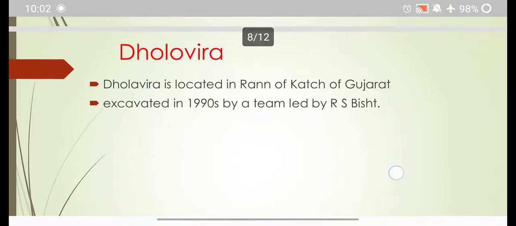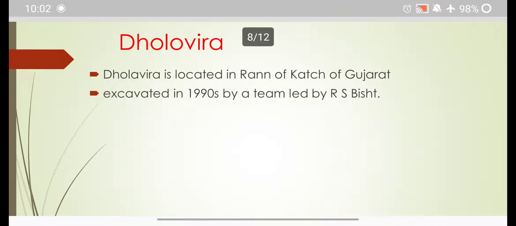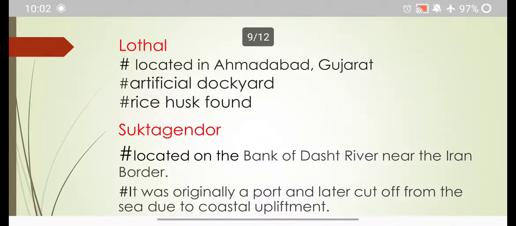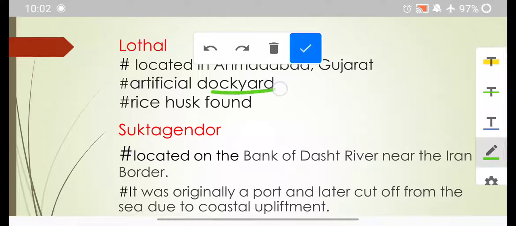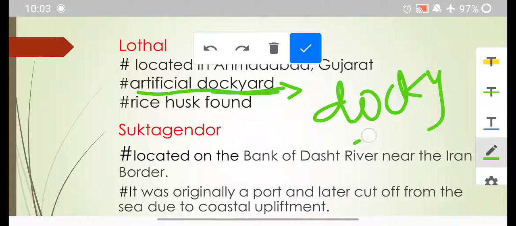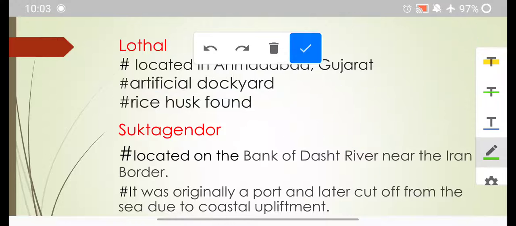Dholavira is in the Rann of Kutch, Gujarat, and was excavated in the 1990s. Lothal is in Ahmedabad, Gujarat. It is an artificial dockyard. Okay, this is very important, please remember: Indus Valley civilization, a dockyard too, Lothal.